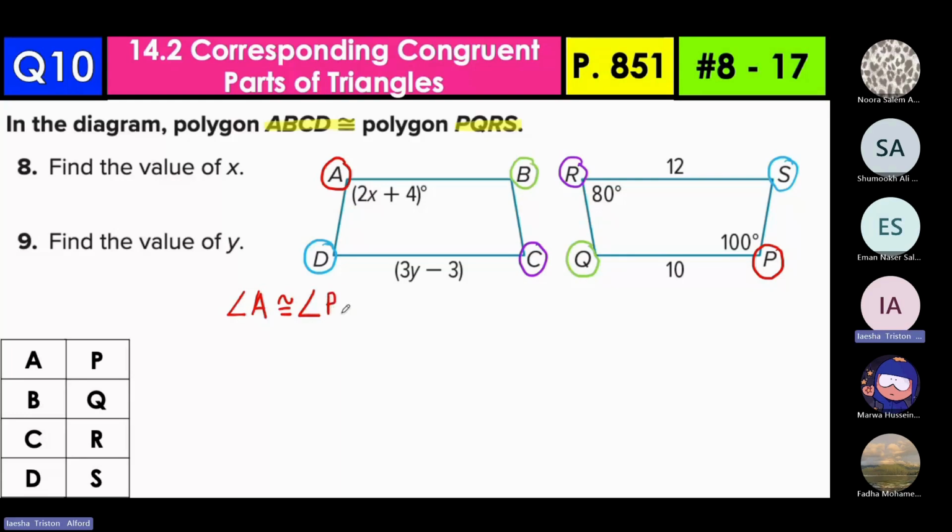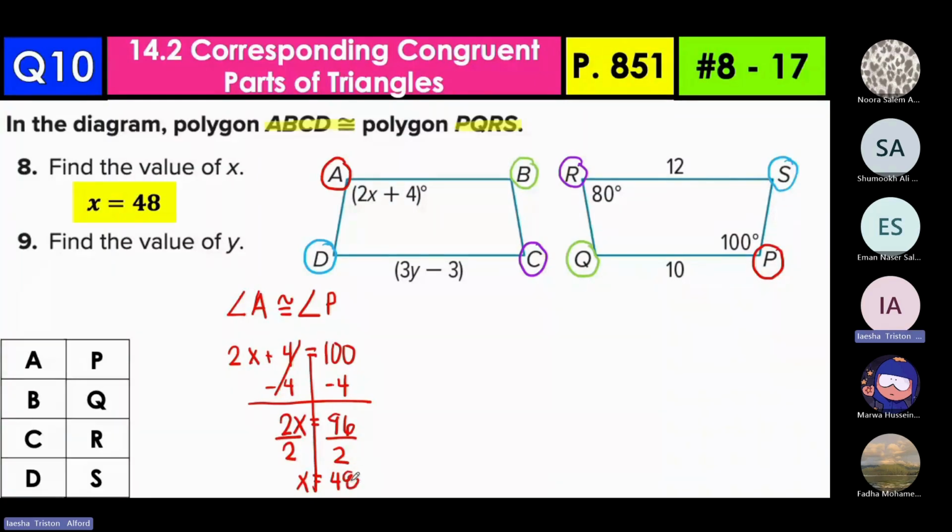If you write this one, it's going to help you stay focused. So 2x plus 4 is equal to 100. The easy thing to do is solve. This is 0. 2x is equal to 96. Divide by 2, divide by 2. X is going to be 48. Then we want y.